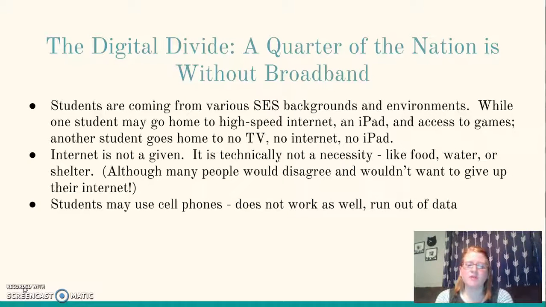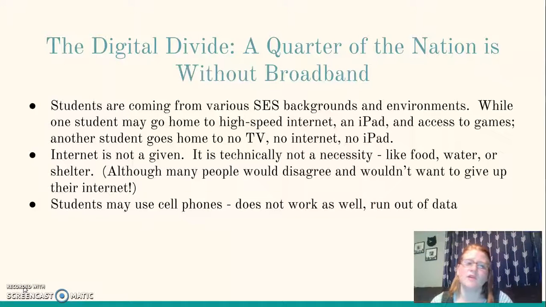The article also mentioned how students will use their cell phones. It doesn't always work as well. They run out of data. I know I was really struggling with this assignment actually because my own internet was acting up today. And I thought about using my cell phone and trying to figure it out. And that thought was really just disheartening to me because my cell phone is little and it's a lot harder to work on and there's a lot less space.